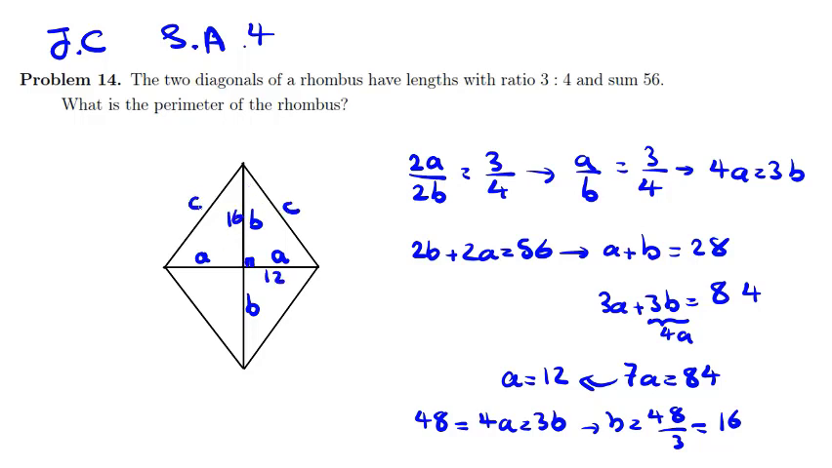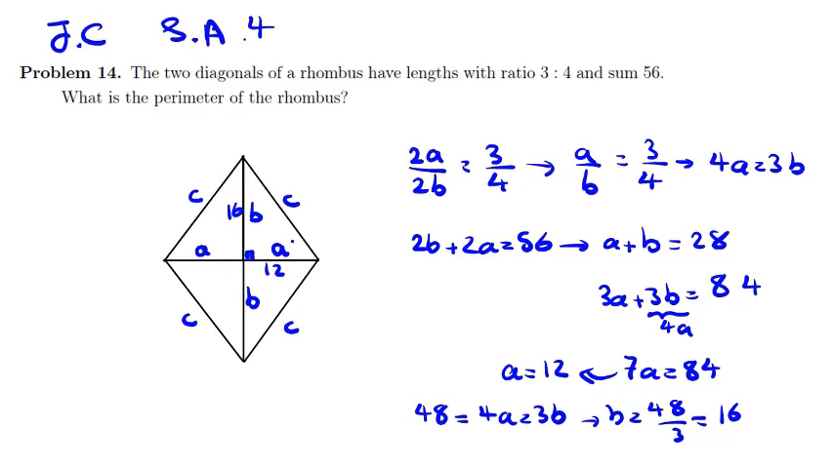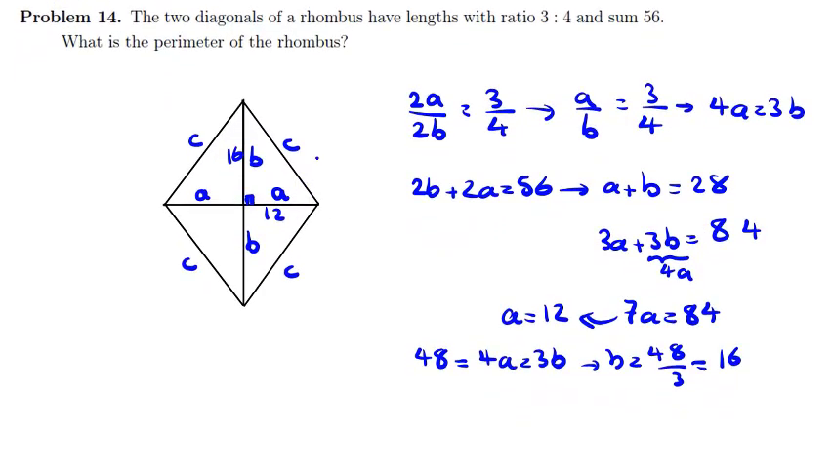So we want to find the perimeter. We know all of them are C. So if we find one C, we multiply it by 4 to get the perimeter of this rhombus. So for C squared, we use the Pythagorean theorem. C squared equals 16 squared plus 12 squared.